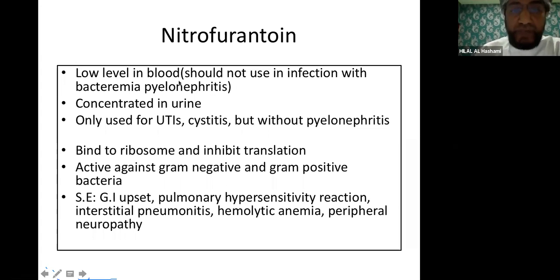Nitrofurantoin has low levels in the blood, so it should not be used for treatment of infection with bacteremia or pyelonephritis. It's mainly concentrated in the urine, only used for UTI cystitis, but not for pyelonephritis or upper UTI. It binds to the ribosome and inhibits translation. It's active against gram-negative and gram-positive bacteria. It causes GI upset, pulmonary hypersensitivity reaction, interstitial pneumonitis, hemolytic anemia, and peripheral neuropathy.